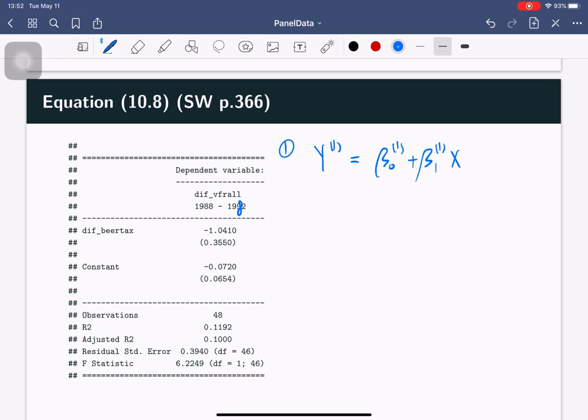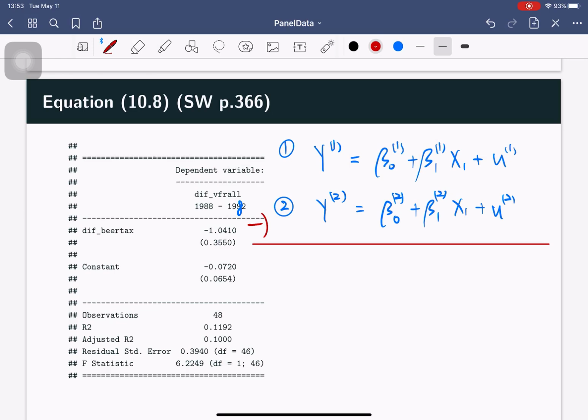So I use the notation upper 1. I use only one regressor in our model. In the second year, we also use one regressor in our model. And first difference means we take the difference of these two equations.